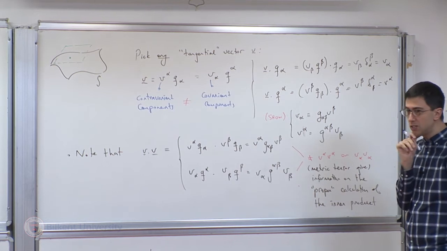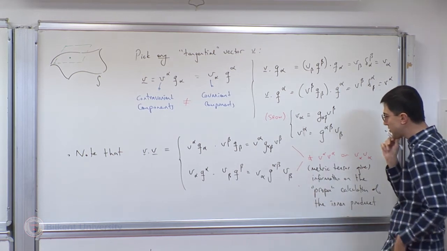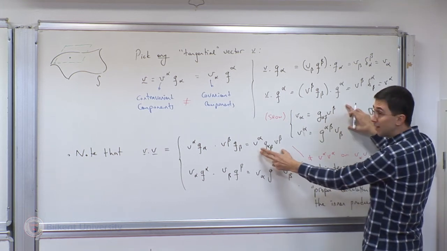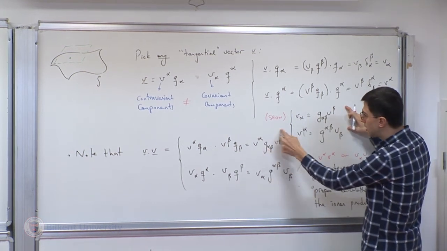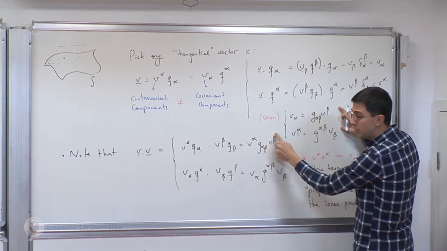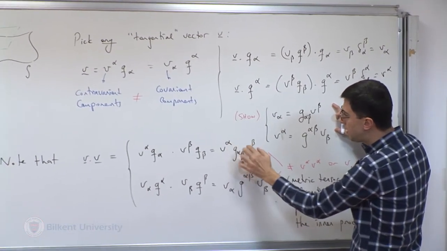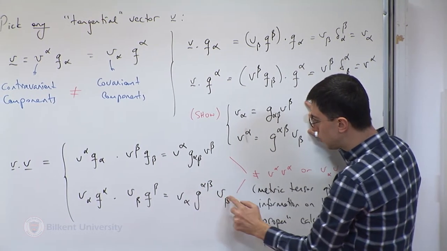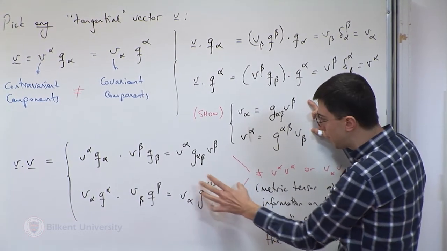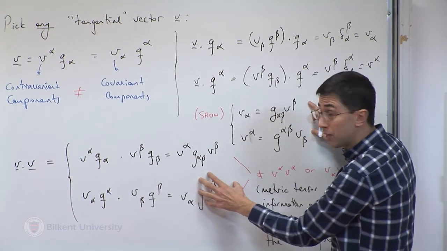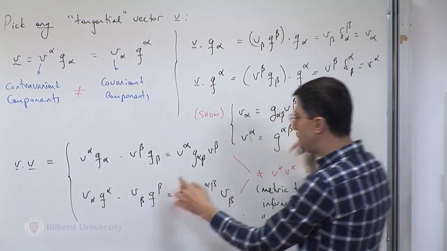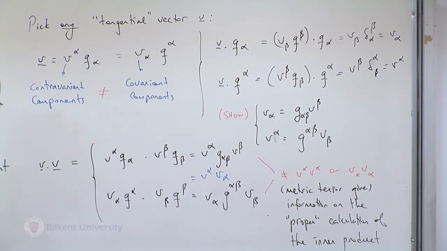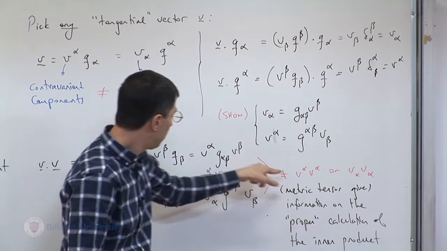Now, however, there is something very nice, and that something that's nice is the following. If you look here and look at these results, this will lower the index of V and give us V subscript alpha. Or if I look here, this will raise the index of this V and give me V superscript alpha. So both of them are in fact equal to that. So this doesn't hold.